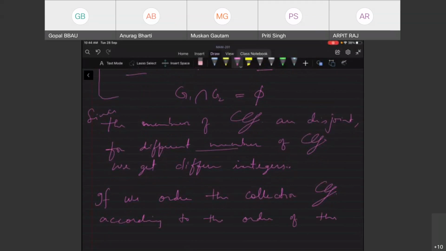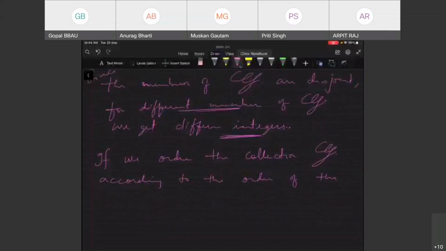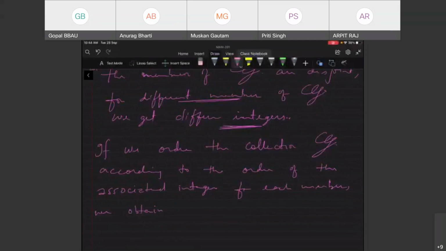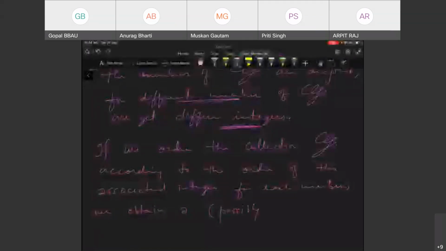to every member we are associating an integer. Correct? And for two different members we are getting different integers. So if we order the collection G according to the order of the associated integer for each member, we will obtain a sequence, possibly finite, maybe infinite.